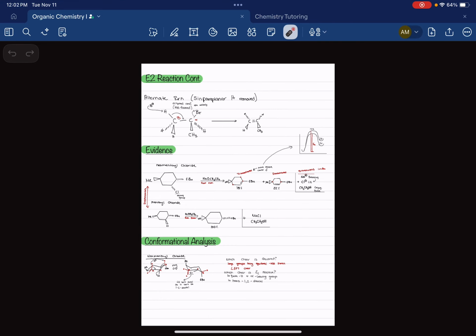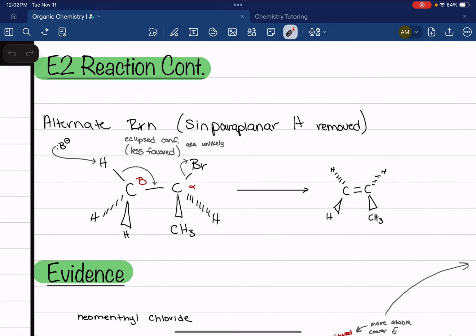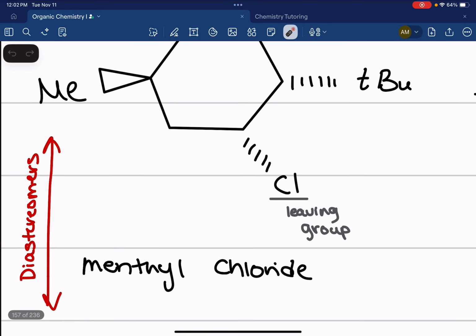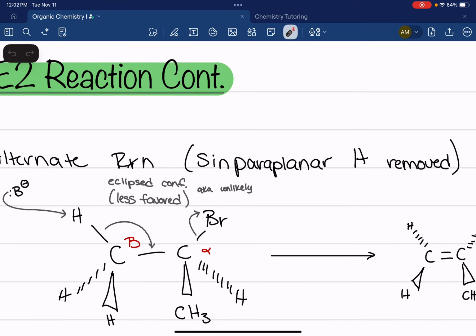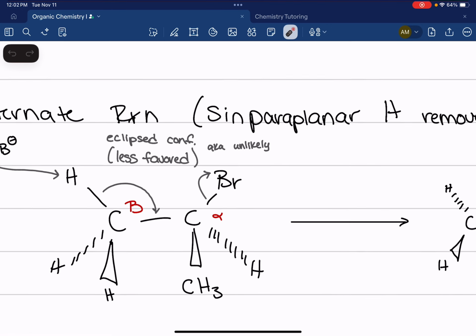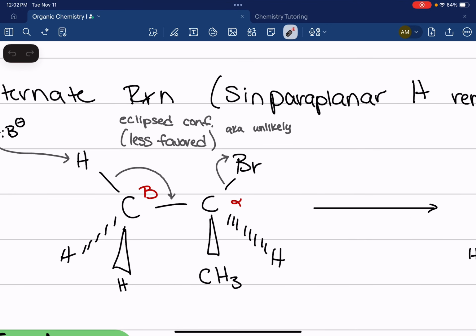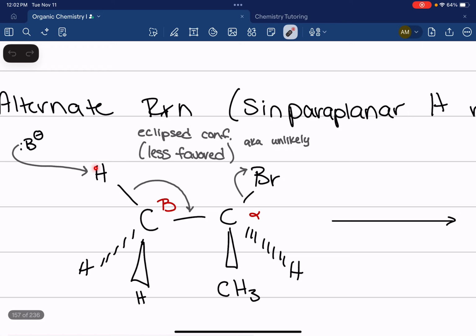I feel like there was an example. This is why it's unfavored. So in this example, we went after the syn periplanar hydrogen. So this is our bromine. This is our hydrogen, right? It's the same. This is like cis, I guess, is another way you could look at it.